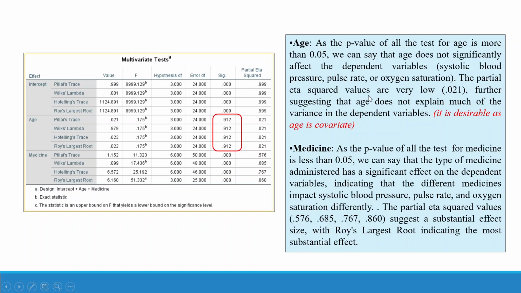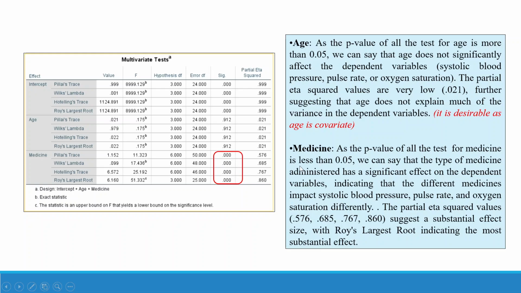The partial eta square values are very, very low, 0.021. So this suggests that the effect size is very small. This is desirable in this case, that the p-value of age should be more than 0.05 as age is a covariate. Now let's talk about the medicine.